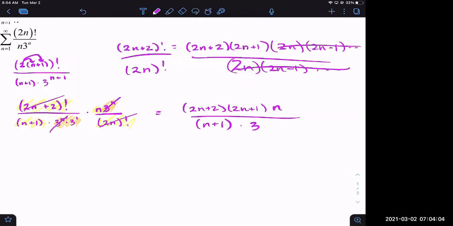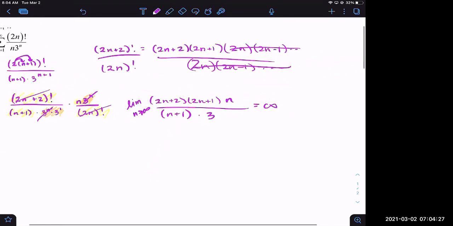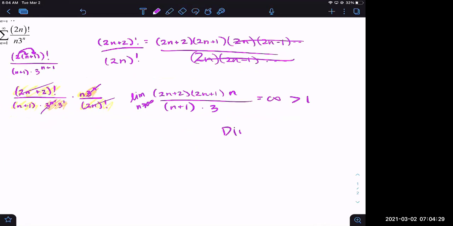Are we all right with that? Reducing. Now we take the limit as n goes to infinity of this. In fact, I'm just going to squeeze it in right in front. So I want to take the limit as n goes to infinity. The numerator is a degree 3 and the denominator is a degree 1. So it's top heavy. Anytime it's top heavy, it goes to infinity. Infinity is greater than 1, so therefore it diverges by ratio test.